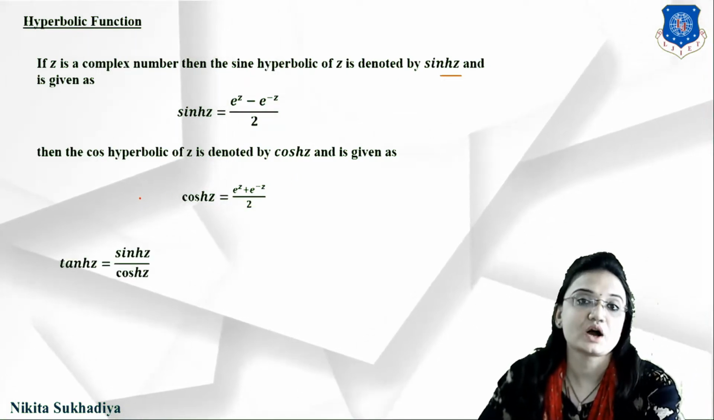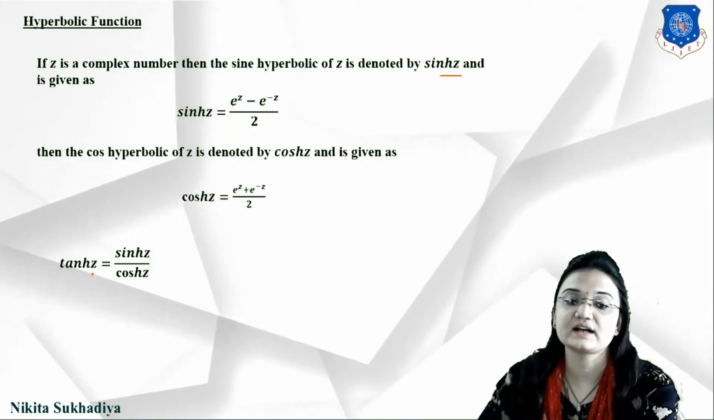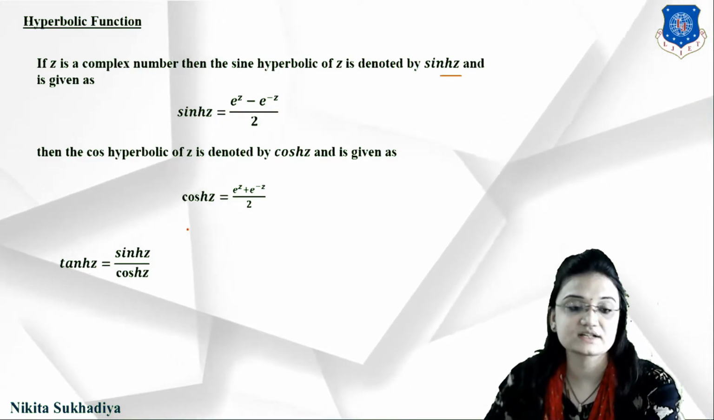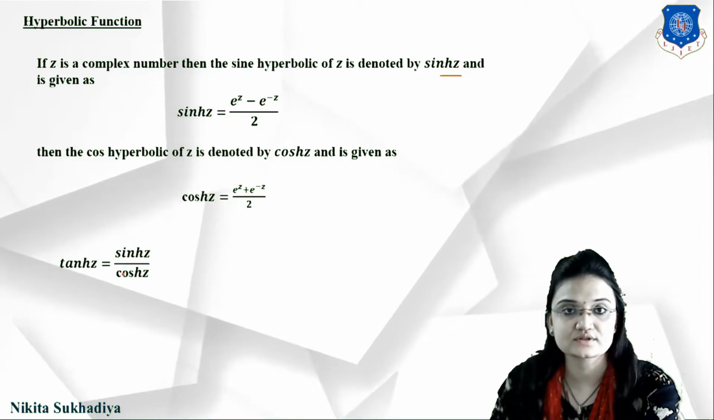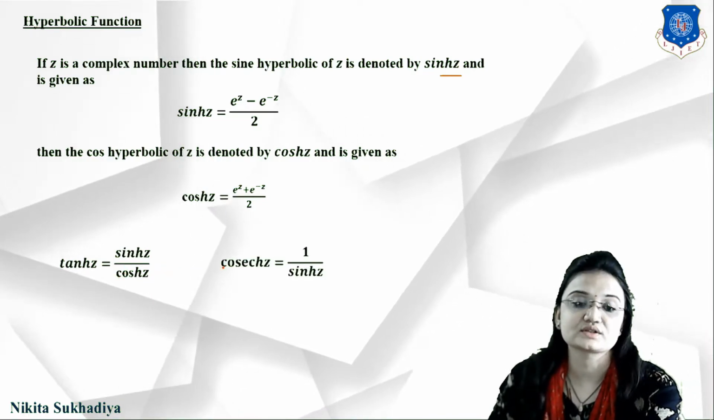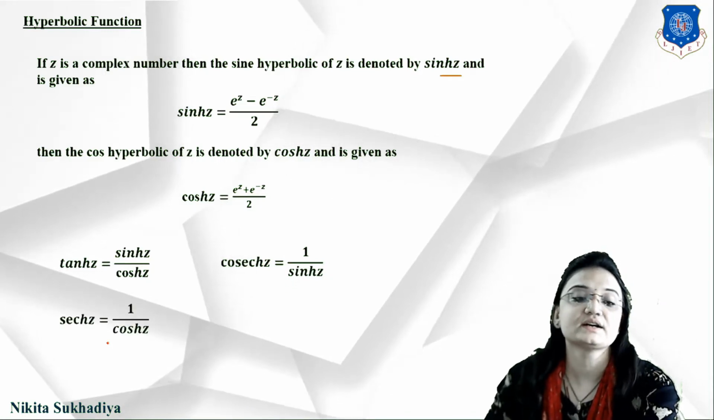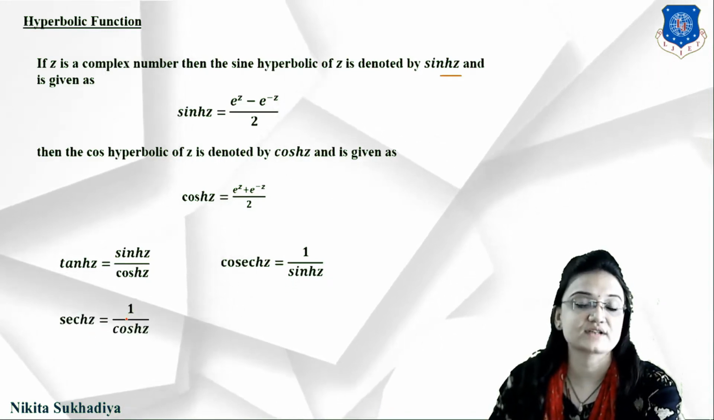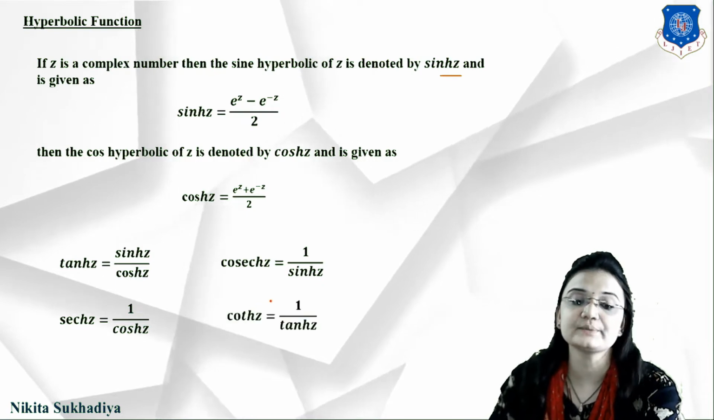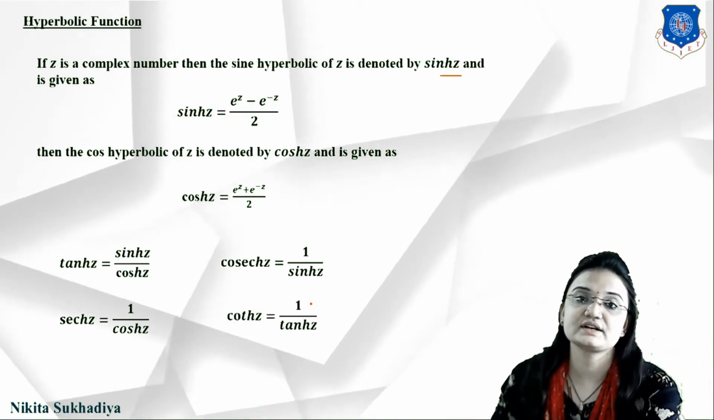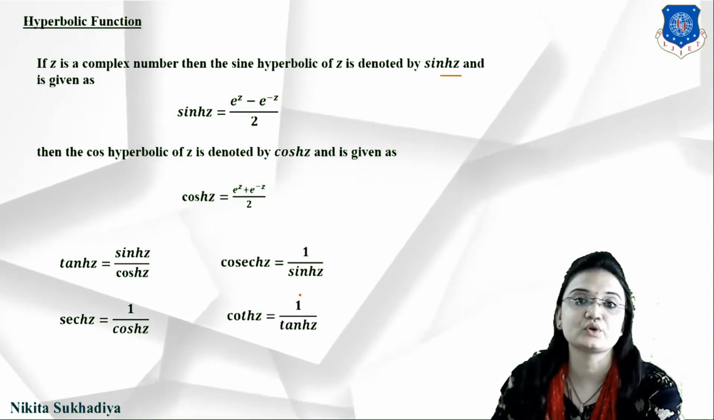Okay, so according to that we can say that tanh z is nothing but sinh z upon cosh z, then cosech z is equal to 1 upon sinh z, sech z is 1 upon cosh z, and coth z is 1 upon tanh z.